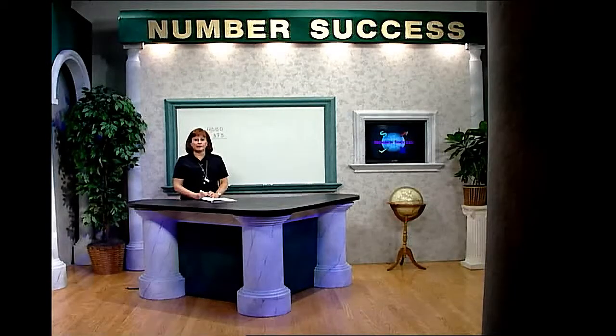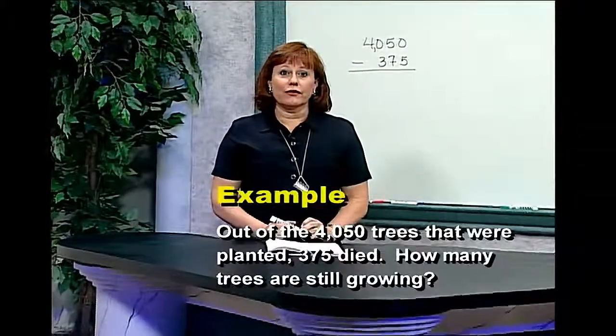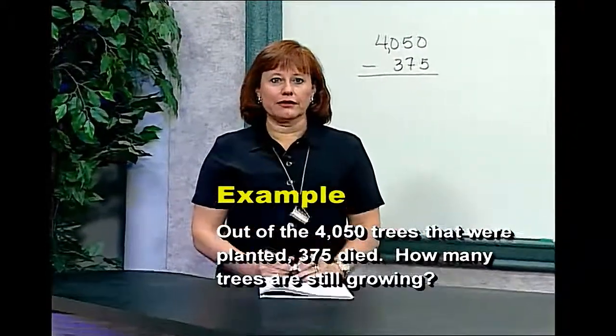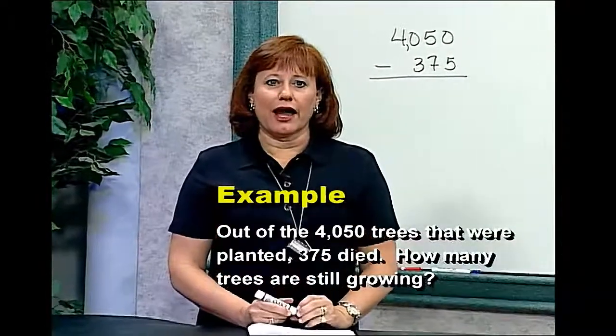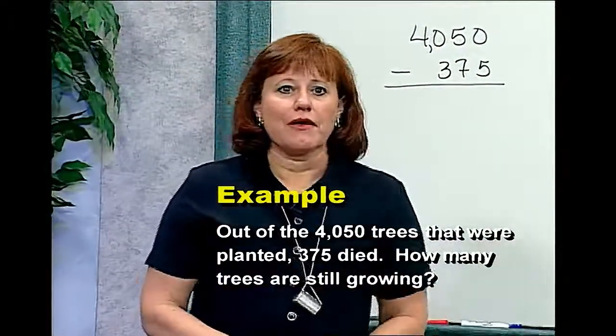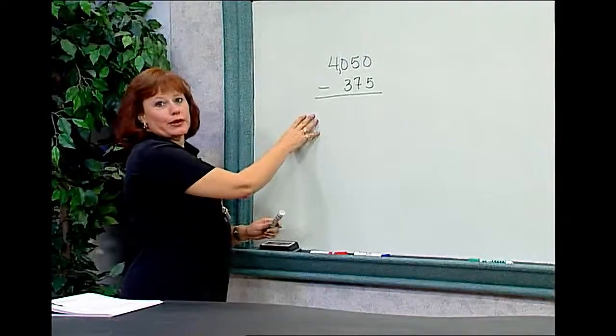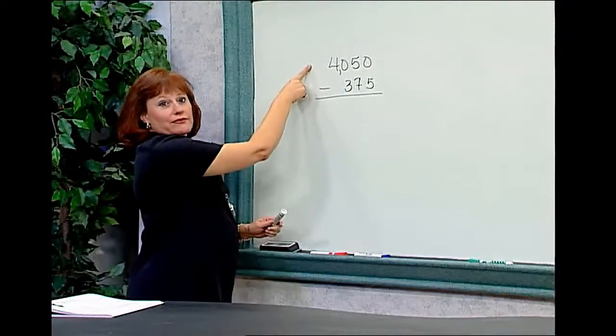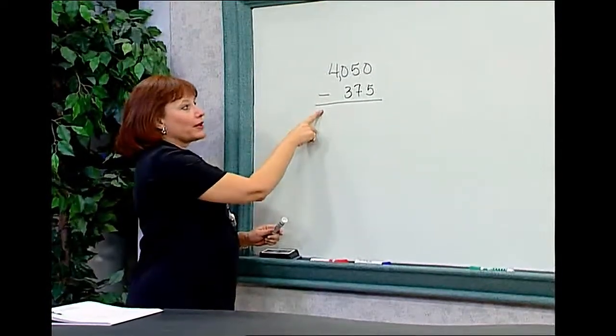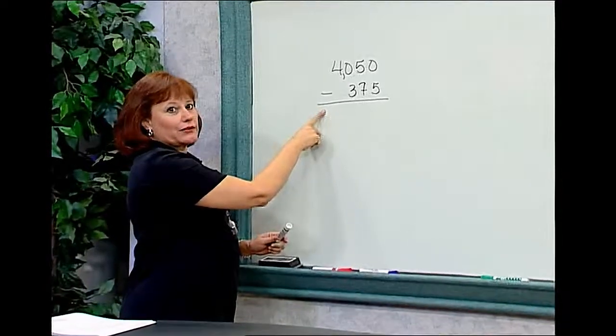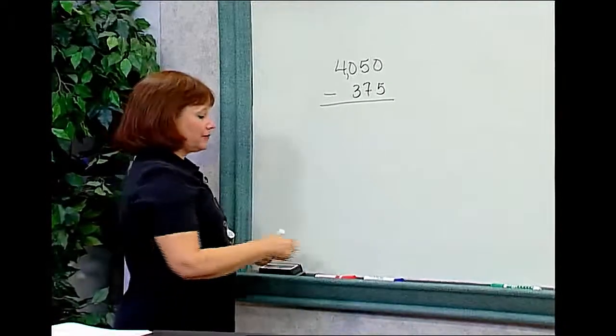Borrowing from separated zeros. Zeros are not always side by side in the problem. Here's an example. Out of 4,050 trees that were planted, 375 died. How many trees are still growing? We have the problem written up here on the board. We started with 4,050 trees, and we had 375 of them die. We'd like to know how many trees are left.